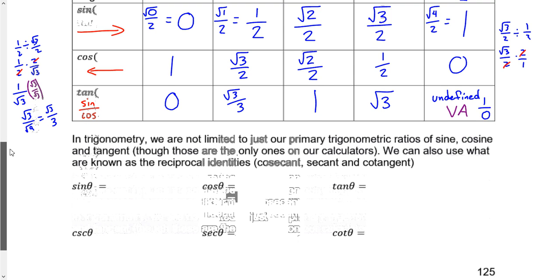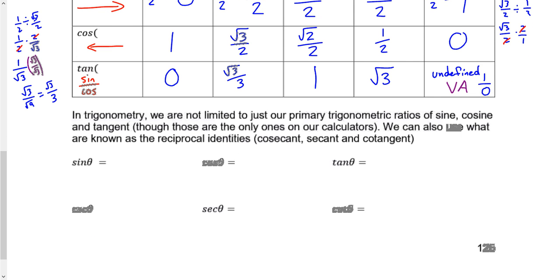Now we're going to talk about a little bit more stuff that's actually new. And then we're going to go back to some skills that we had done in Pre-Calc 20, just we're going to apply our radians. So in trig, we're not limited to just our primary trig ratios of sine, cosine, and tangent. They are the only ones on our calculator though. But there are also what are known as reciprocal identities. They are called the cosecant, the secant, and the cotangent.